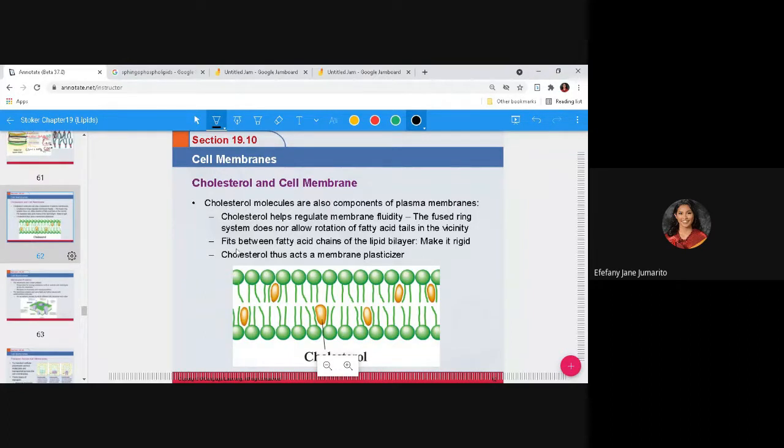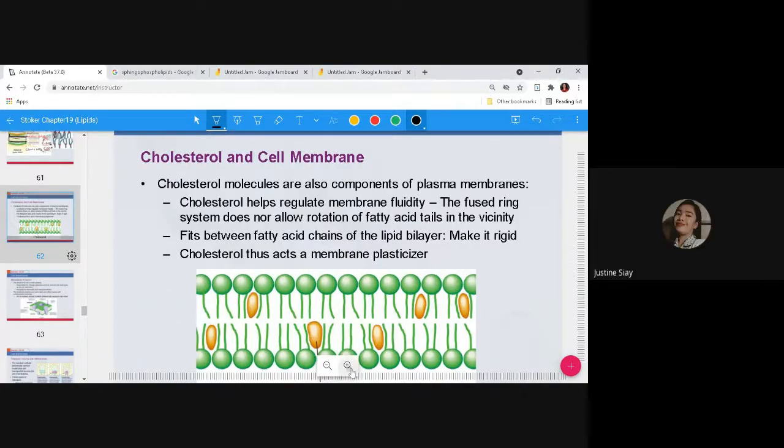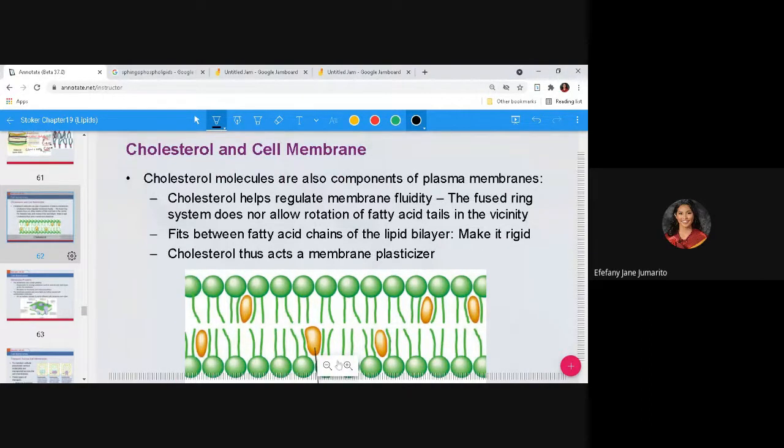Okay, we have this one, cholesterol and cell membrane. Cholesterol molecules. Okay, please read. Eman.